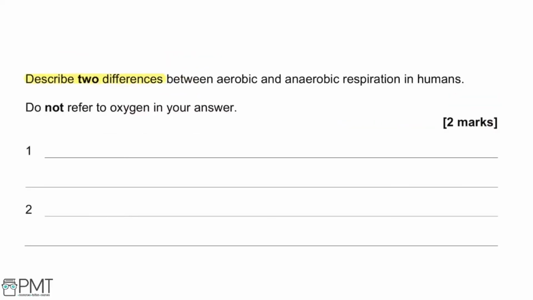Describe 2 differences between aerobic and anaerobic respiration in humans. Do not refer to oxygen in your answer, and this question is worth 2 marks. So bear in mind when answering this question that we're talking about animals, we're talking about humans. And anaerobic respiration in humans will produce lactic acid, whereas aerobic respiration will not produce lactic acid. And it's important here that you use that comparison word whereas.